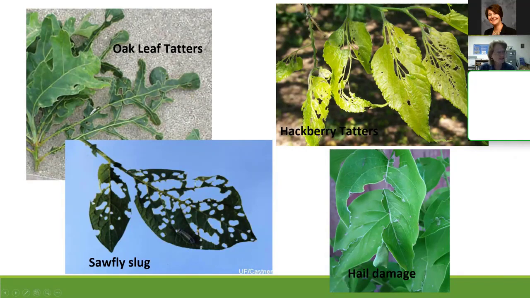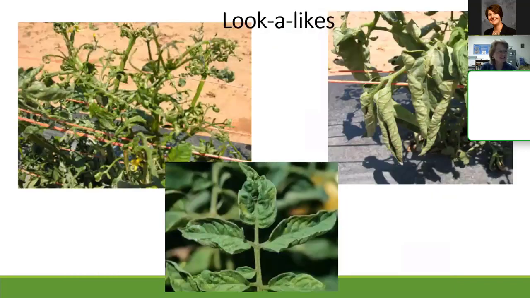If somebody calls and says, my leaves are full of holes, it's easy to jump to the conclusion that it's an insect, but it may not be. So ask those questions. Lookalikes, here's some lookalikes. You have tomato leaves that are all distorted, curled up. On here, they look different, but somebody would call you and say, my tomato leaves look funny. They're a little curled, they're a little rolled.